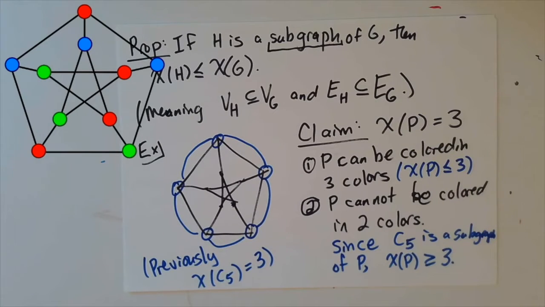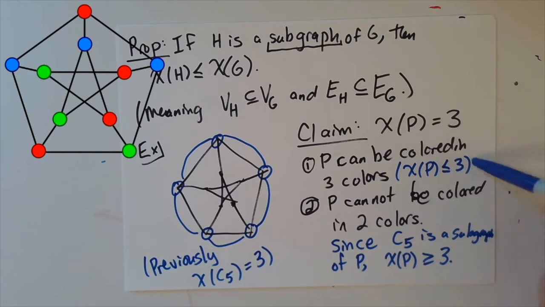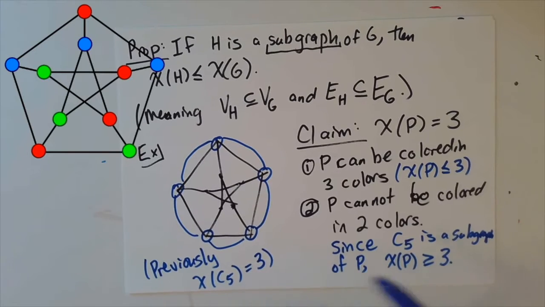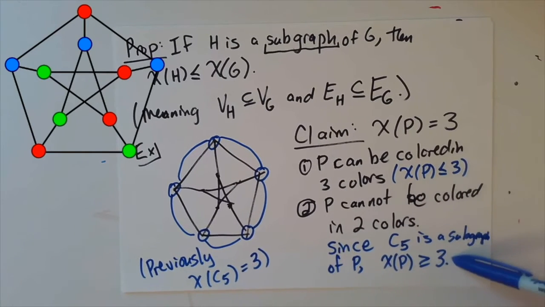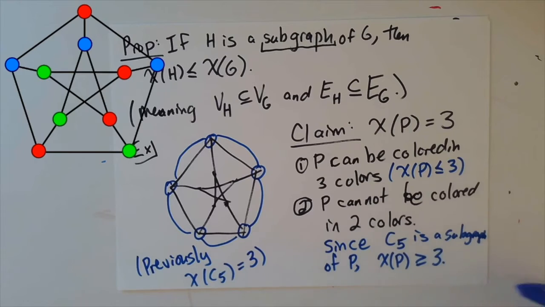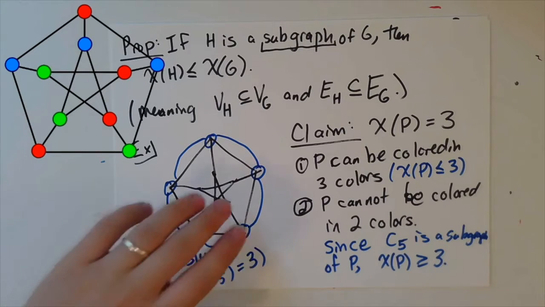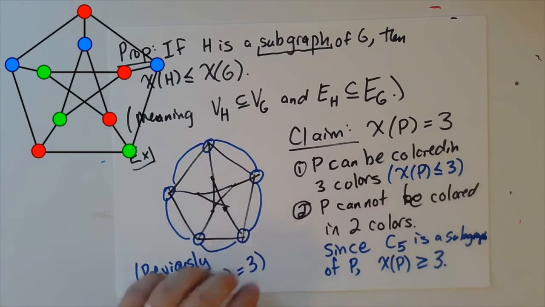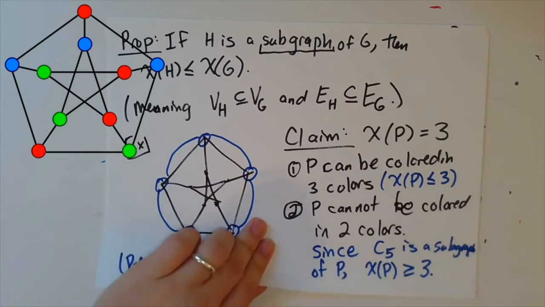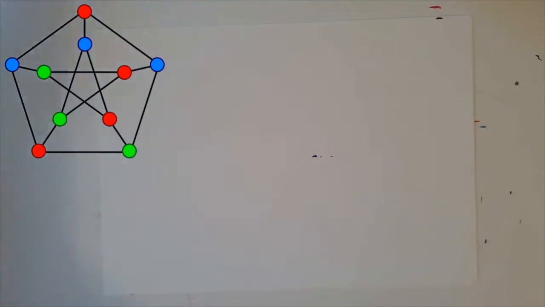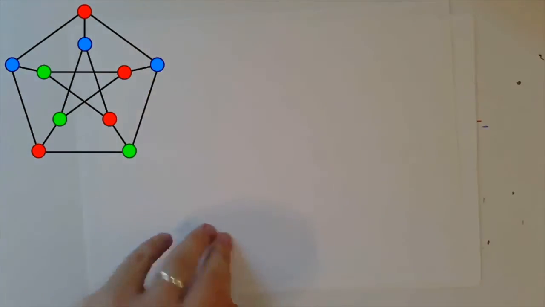Right? If something can be colored in n colors, that puts an upper bound on the chromatic number of the graph. Whereas if it has a subgraph whose chromatic number you know, that puts a lower bound. And in this case, the upper bound and the lower bound happen to be equal. And so we're in good shape. Okay, so that proves that the chromatic number of the Petersen graph is really 3.